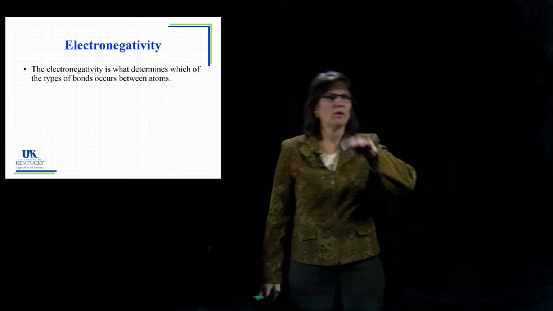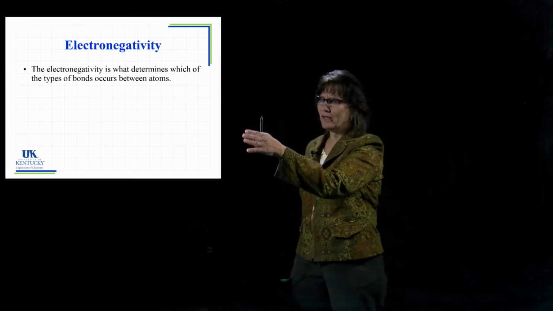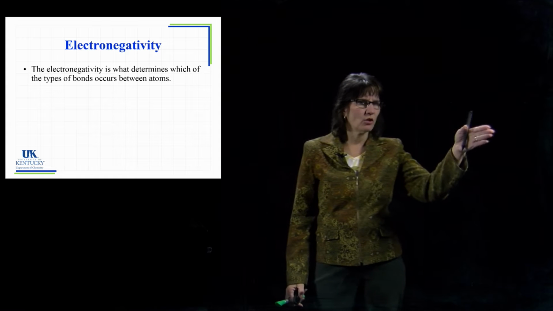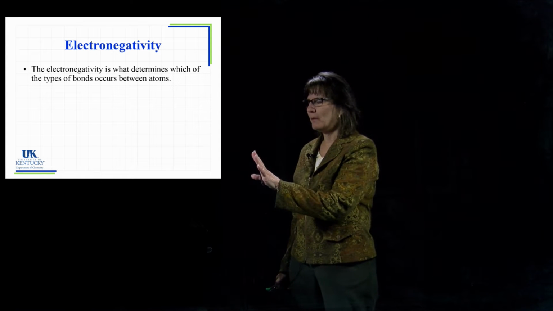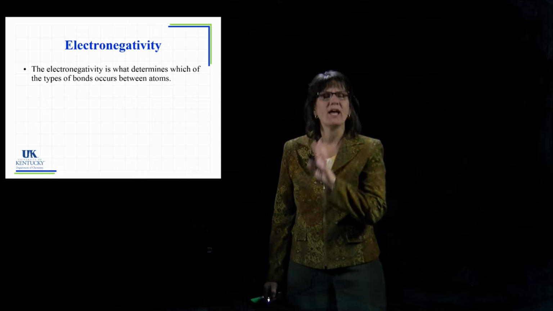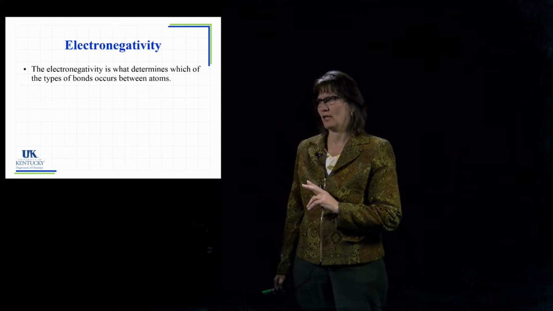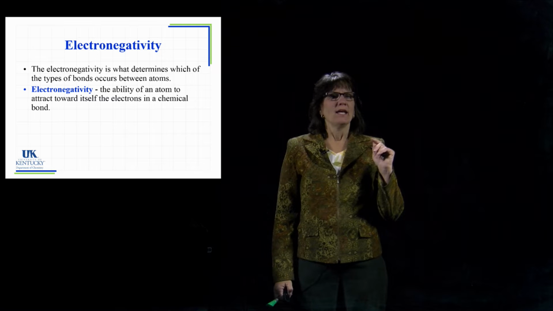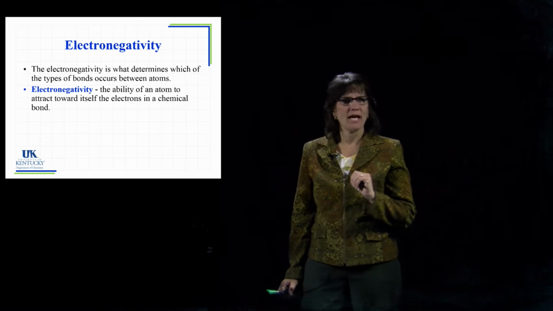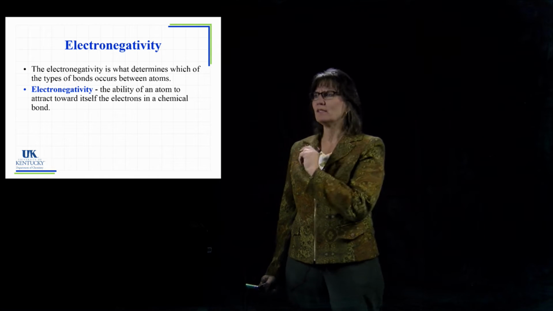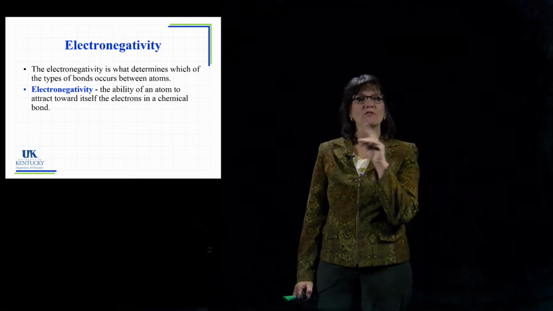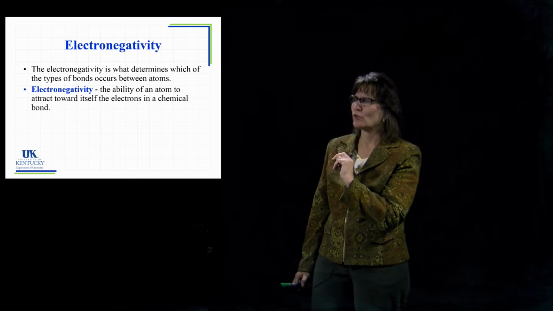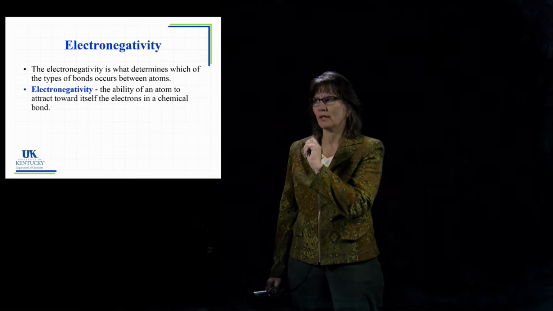Electronegativity helps us put it into one of these three categories. Is it ionic, is it polar covalent, or is it covalent? Electronegativity is a discussion about how those electrons are being shared, and let's define it. It is not an energy. It is a tendency. It's the ability of an atom to attract towards itself very specific electrons. Those electrons are the shared electrons.